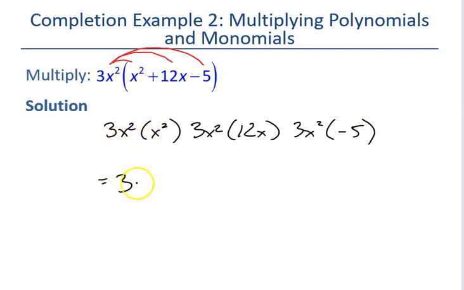Notice here we're just going to keep that 3 there. I've got x squared and x squared, which is 2 plus 2, giving me x to the 4th. I've got 3 times 12, that's 12, 24, and 36, a positive 36, and then x to the 3rd. And then I've got 3 times negative 5, which gives me negative 15, and the x squared just goes along for the ride. So that would be our final answer, 3x to the 4th plus 36x cubed minus 15x squared.